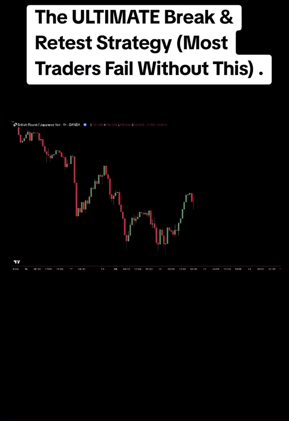Just like the double top, the double bottom pattern signals a potential trend reversal, but in the opposite direction. Instead of signaling the end of an uptrend, the double bottom marks the end of a downtrend and the potential start of a new uptrend.